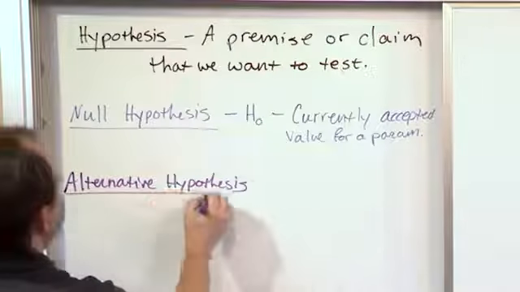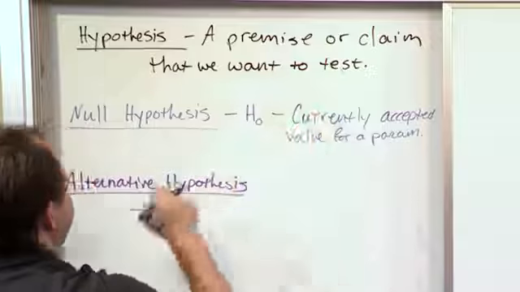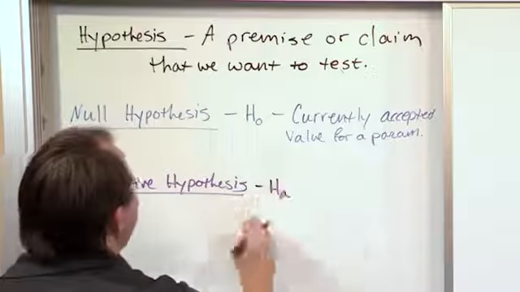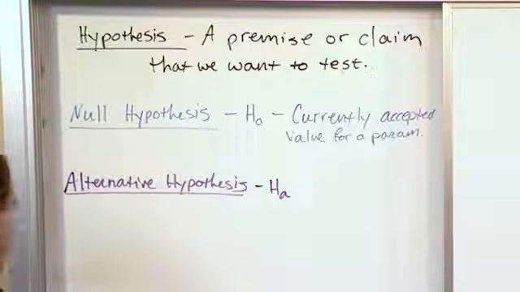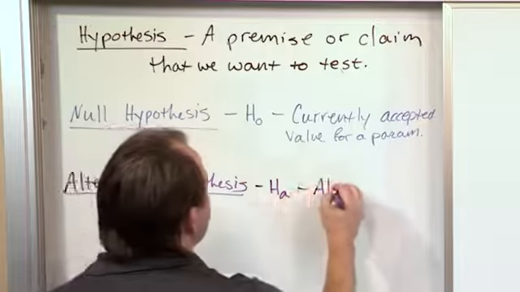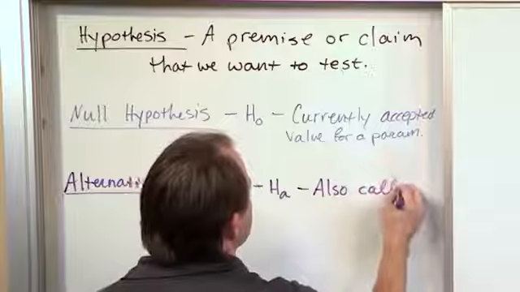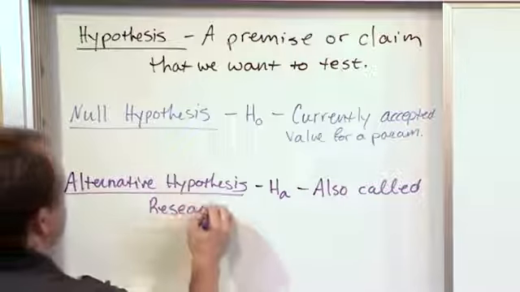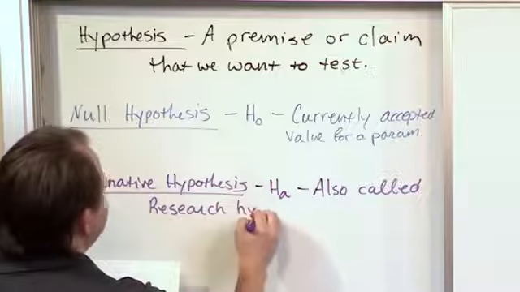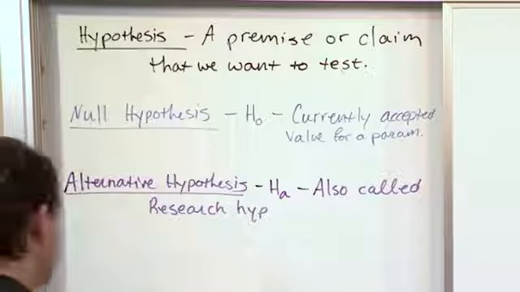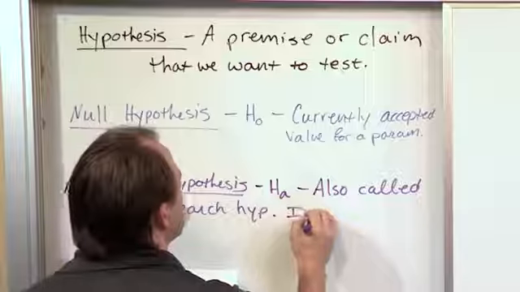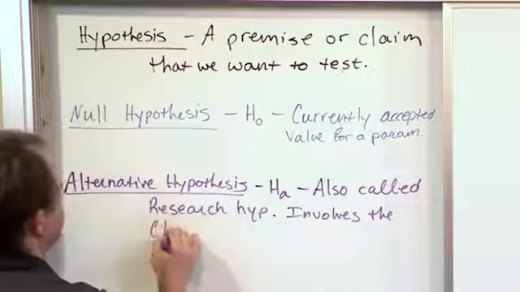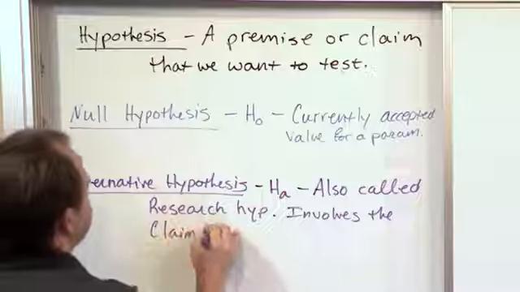Now, the null hypothesis, the currently accepted thing, that's H naught. The alternative hypothesis, we call that H sub A because of alternative, okay? And this is also called, in some books, the research hypothesis. I'm going to put HYP for hypothesis, okay? And it involves the claim to be tested.